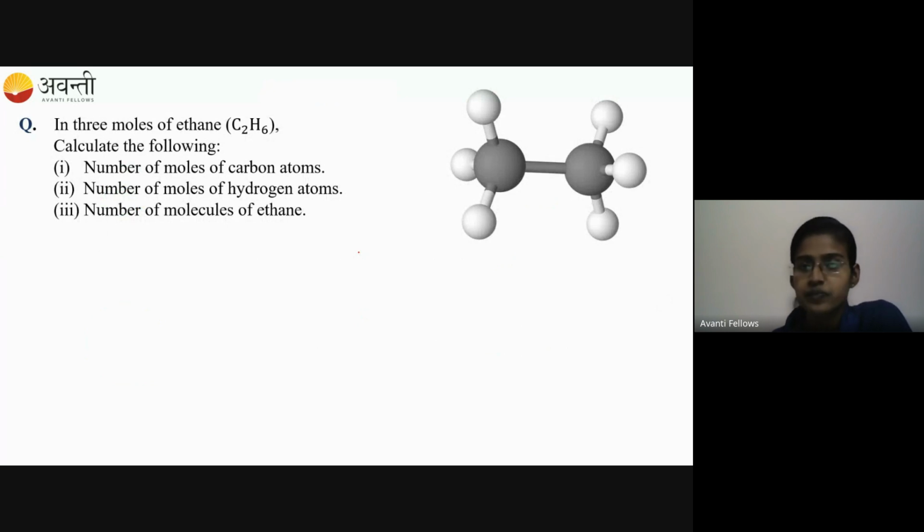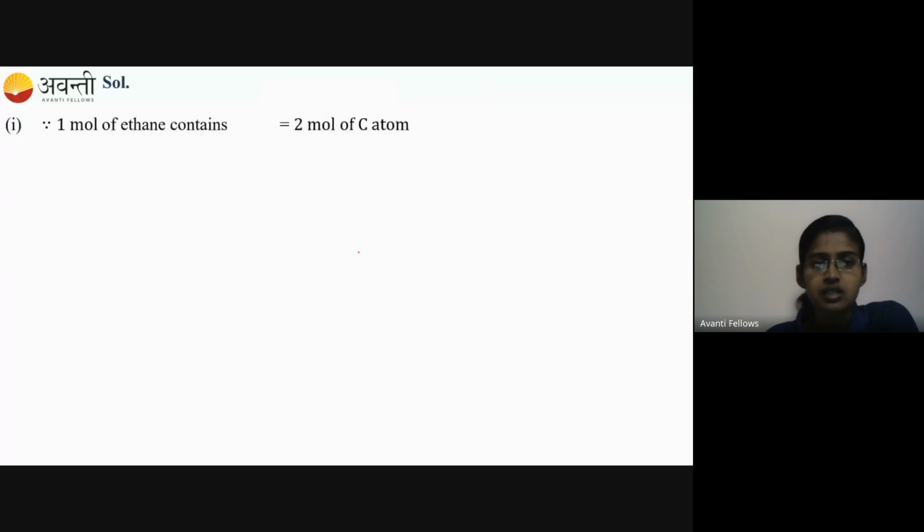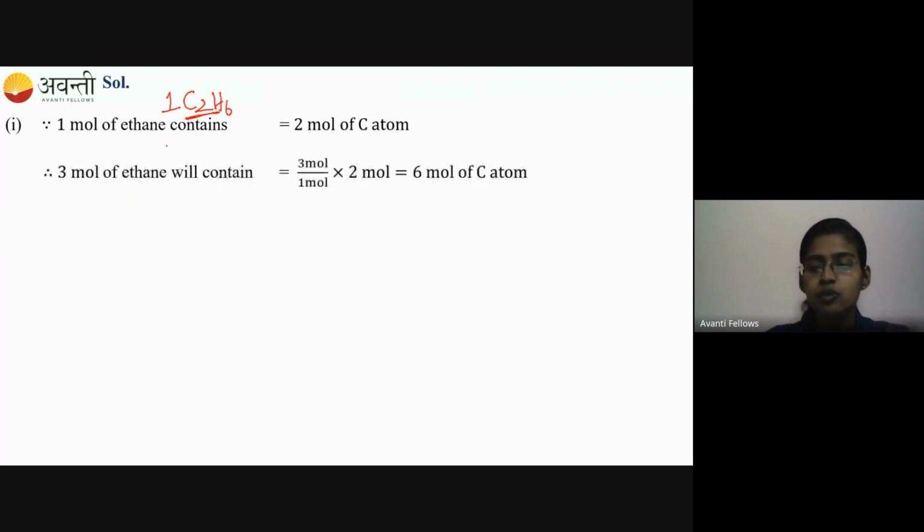So, let's start from the first. First of all, we need to find out the answer for 1 mole of ethane. What is the formula for ethane? It is C2H6, right? So, 1 mole of ethane contains how many carbon atoms? 2 moles of carbon atoms. In the question, they have asked for 3 moles of ethane, right? So, 3 moles of ethane will contain 3 by 1 into 2. Just cross multiply. You will get the answer. 6 moles of carbon atoms are present in 3 moles of ethane. Is this clear for all?